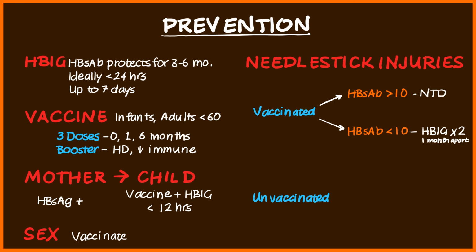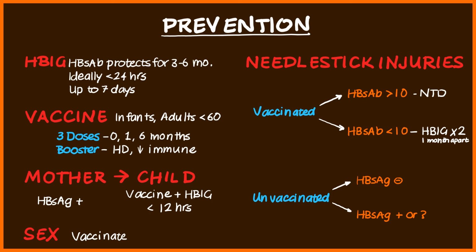Now, in the unfortunate case where a healthcare worker gets a needle stick injury and they're unvaccinated, it depends on the patient. You're going to look at whether the patient is surface antigen negative, meaning they don't have hepatitis B, or surface antigen positive, or for whatever reason we don't know, the patient refused to get checked, or they left, or whatever the case may be, and we don't know whether or not they had hepatitis B.